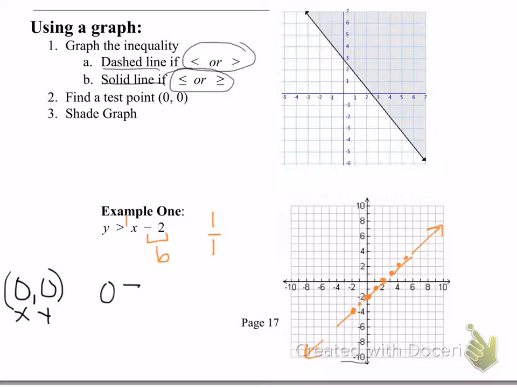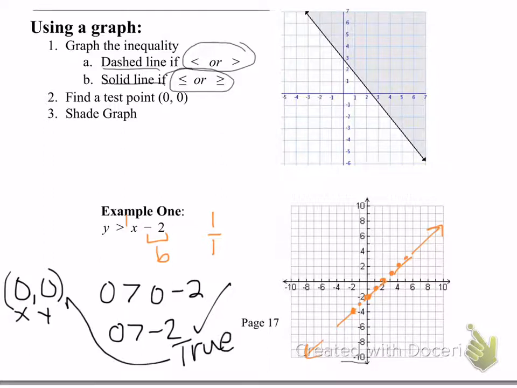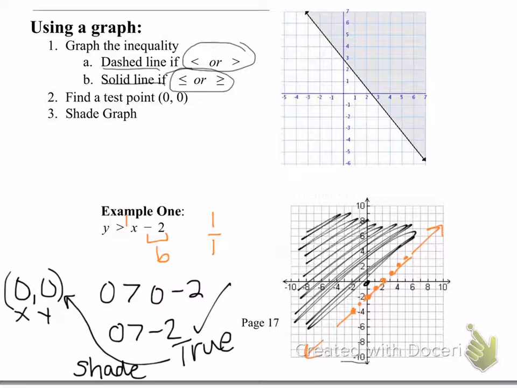So 0 is greater than 0 minus 2. So let's do the math. If 0 is greater than negative 2, that is true. So what that means is you want to shade the point 0, 0. So our point 0, 0 is right here. And we want to shade this side of our graph. It's kind of just coloring it in. So that's our first example. Let's go ahead to our second example.